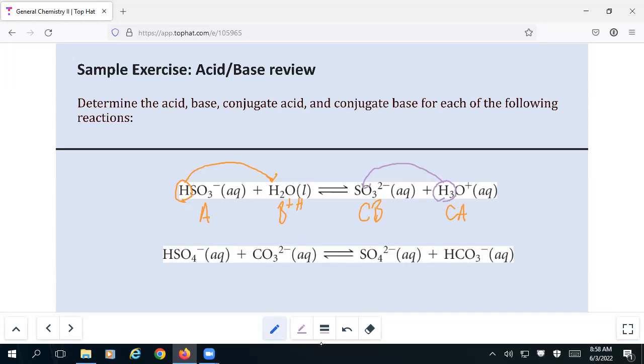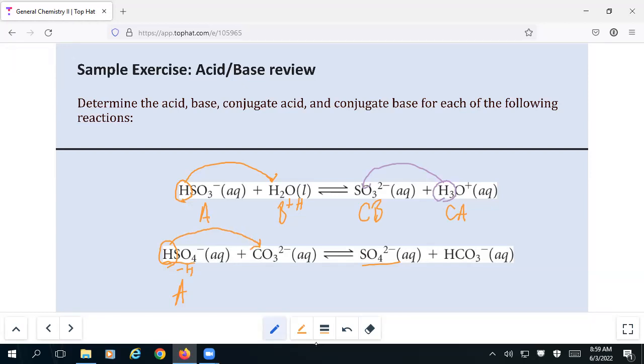For this second one, we've got bisulfate ion, HSO4 negative, reacting with the carbonate to make sulfate and bicarbonate. Once again, identification here, looking for any clue to give me an idea of where the hydrogens are going. I can see that to go between this conjugate pair, I had to have lost the hydrogen ion here. That would mean that this is the acid. So the hydrogen ion is leaving the bisulfate and heading to the carbonate.